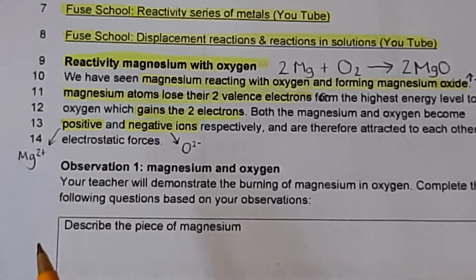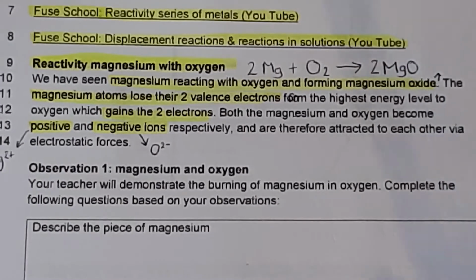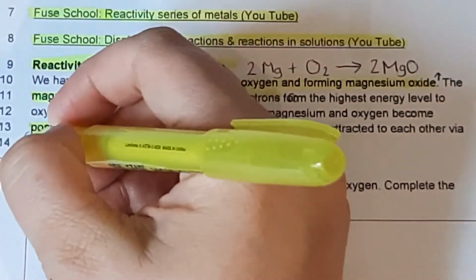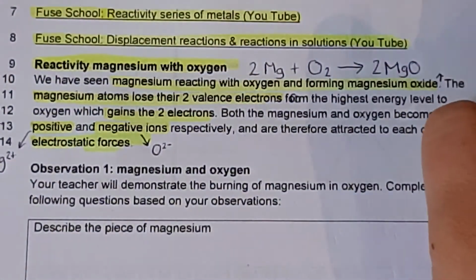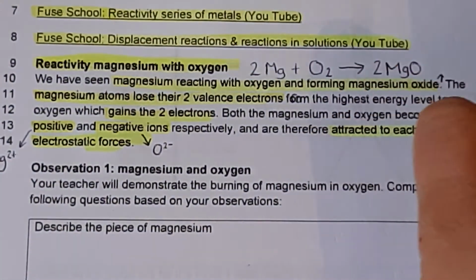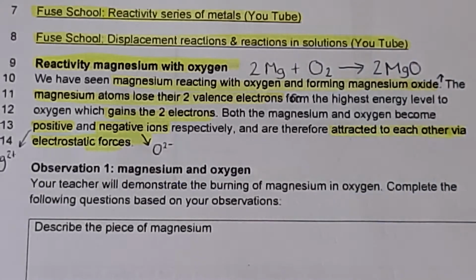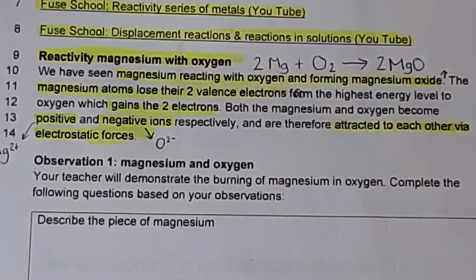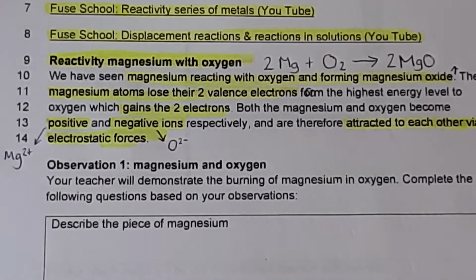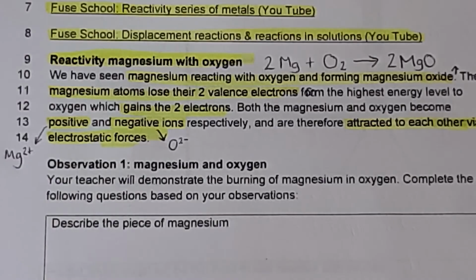And so because these are now oppositely charged, they are attracted to each other via electrostatic forces. Okay, electrostatic forces are the forces between positive and negative or oppositely charged things. So they will attract to each other and form magnesium oxide. So make sure you've got all those notes down and you've done all the highlighting. So unfortunately, we can't see the next observation of magnesium and oxygen reacting.